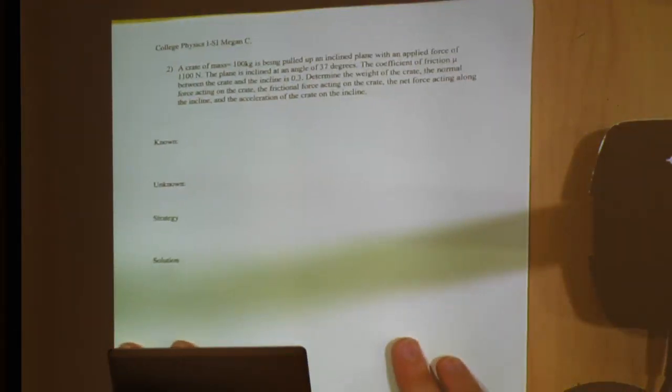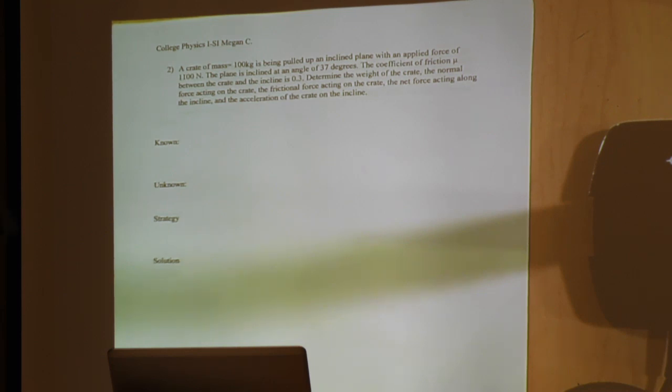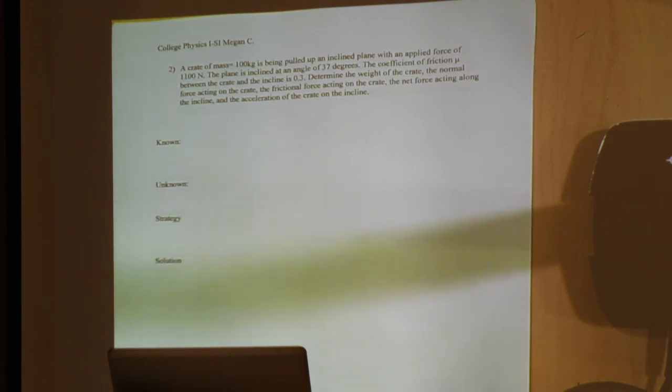All right, so the next question is forces. So moving on from 2D kinematics. We have a crate of mass 100 kilograms being pulled up an inclined plane with an applied force of 1100 newtons. The plane is inclined at an angle of 37 degrees. The coefficient of friction, mu, between the crate and the incline is 0.3. Determine the weight of the crate, the normal force acting on the crate, the frictional force acting on the crate, the net force acting along the incline, and the acceleration of the crate on the incline. So a couple different parts.